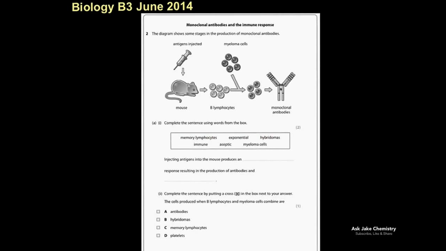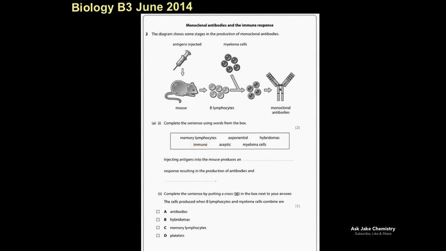For this question, you need to learn everything about monoclonal antibodies, just in case this comes up, and it frequently does come up. The diagram shows the stages in the production of monoclonal antibodies. It shows you the antigens injected inside the mouse, and then it makes B lymphocytes, the myeloma cells, which is actually a tumour cell, and then it shows you the monoclonal antibody. It says complete the sentence by using words from the box. You have memory lymphocytes, exponential, hybridoma, immune, antiseptic, and myeloma. Injecting antigens into the mouse produces an immune response. So I just wrote this down, immune response.